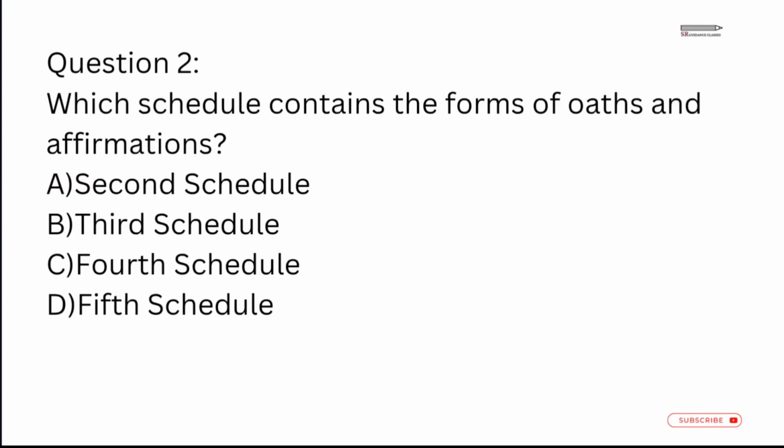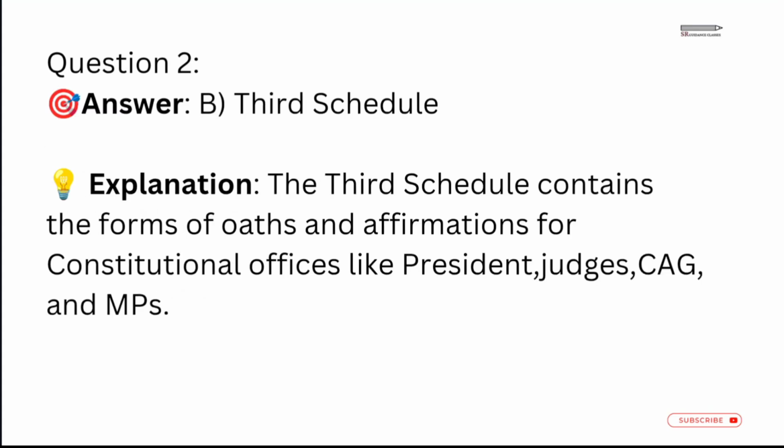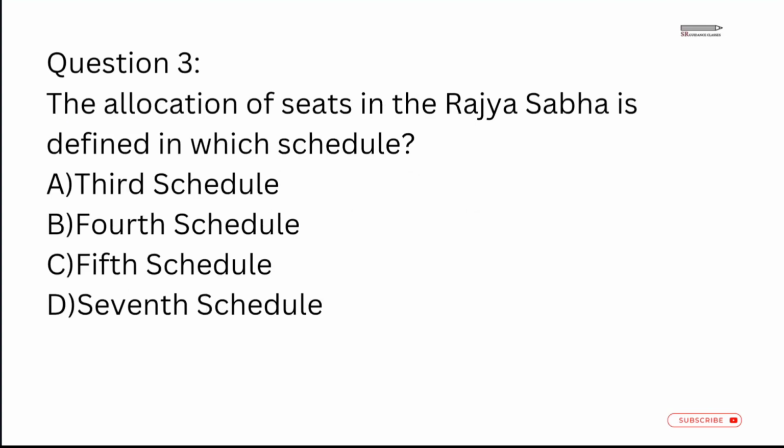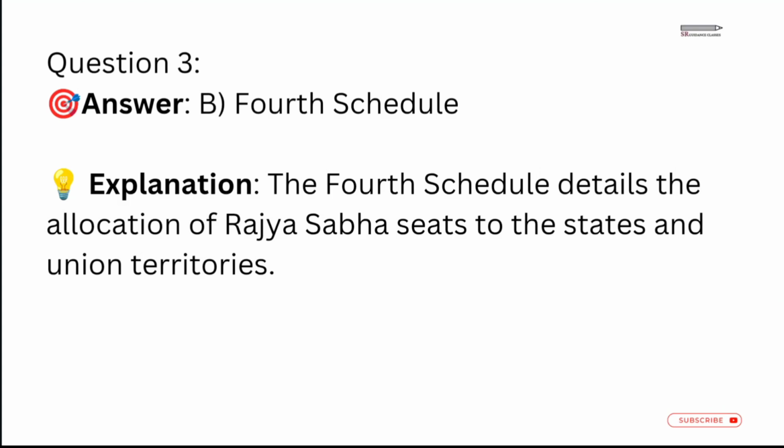Which schedule contains the forms of oaths and affirmation? The correct answer is option B, third schedule. The allocation of seats in the Rajya Sabha is defined in which schedule? The answer is option B, fourth schedule.